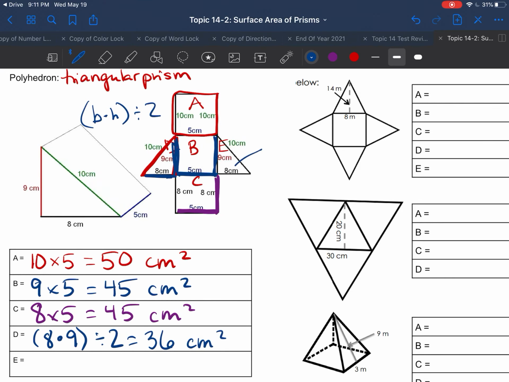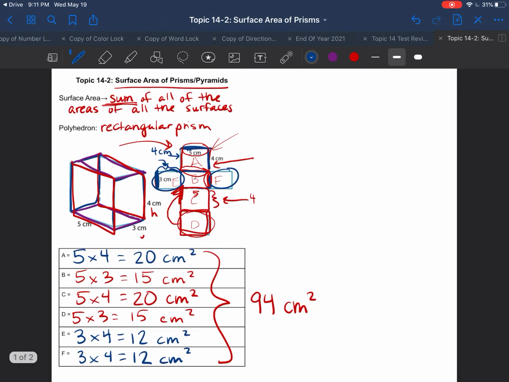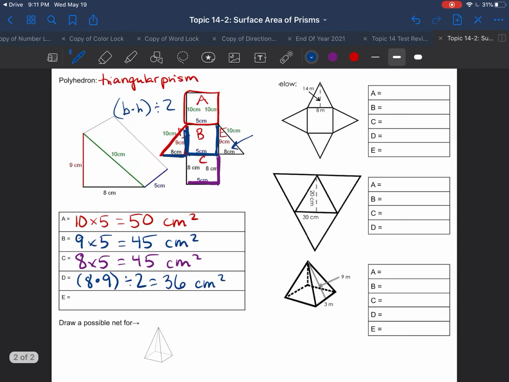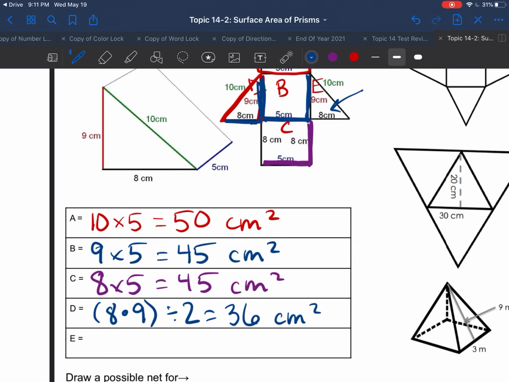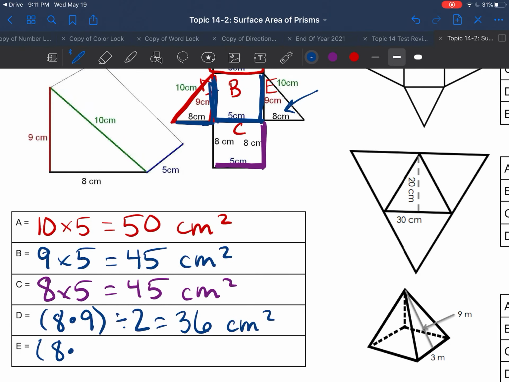And then E is exactly the same. E and D, just like these bases on either side, top and bottom and left and right, are all identical, these are also right across from each other, so they have to be the same. So we also have another 8 times 9 divided by 2 equals 36 centimeters squared. All right, so what you are going to do now with all of these areas is what? Well, you're going to add them all. So add up all those areas and see what you get as your final answer.